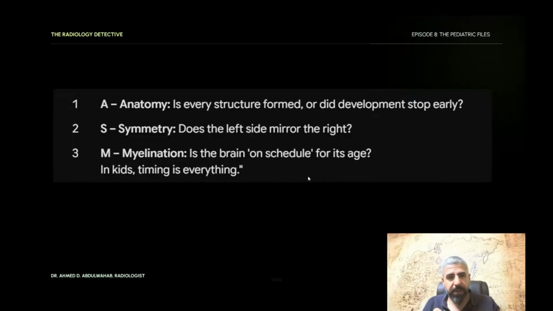So keep it in mind. A is for the anatomy, S is for the symmetry, and M is for the myelination. Okay? Keep that in mind.